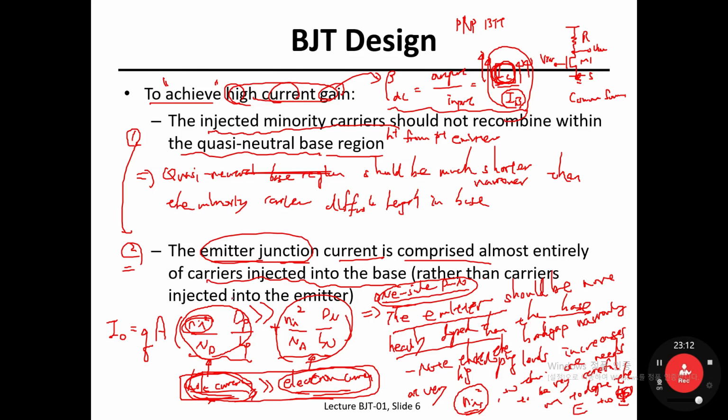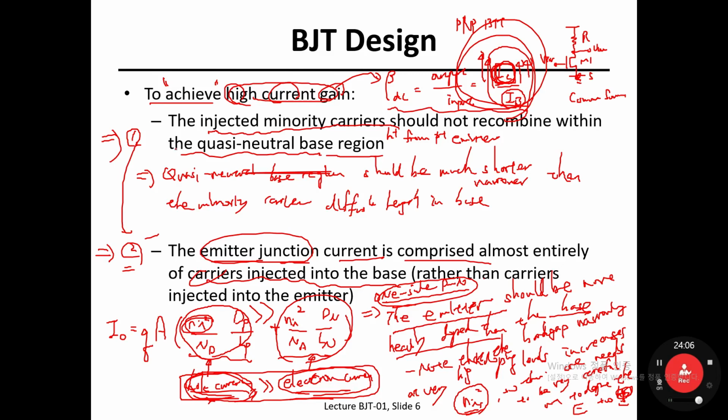Okay, so in summary, there are two major device design guidelines when it comes to achieving high current gain in a BJT device. We have learned the basics of how to define the current gain in terms of beta, output over input, so I_C over I_B. Think about it, I gave you two options in designing a BJT device. Number one was that the injected holes from emitter into base should not recombine with the electrons in the base, more specifically in the quasi-neutral base regime. For that purpose, the total width of the quasi-neutral base should be much shorter than the minority carrier's diffusion length.